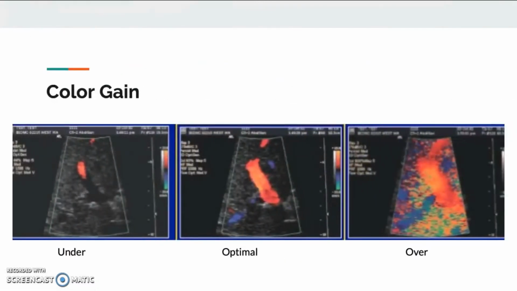In this image here, it demonstrates undergain, overgain, along with optimal. The undergain just means the gain is set too low where there's not enough color. Overgain is set too high where it's showing color outside of velocity regions. And the optimal gain is the best color gain for this image.